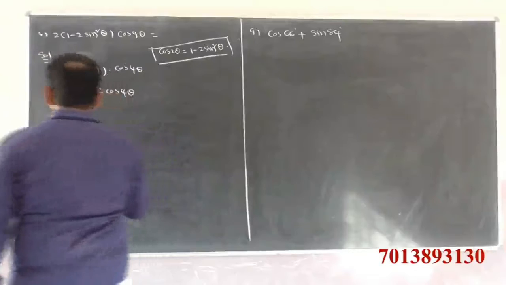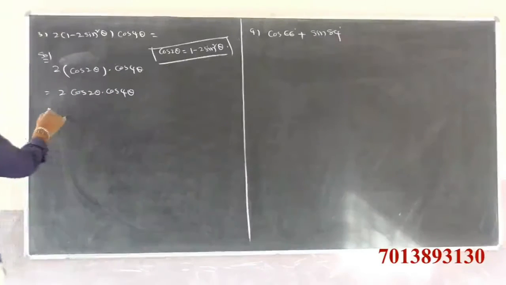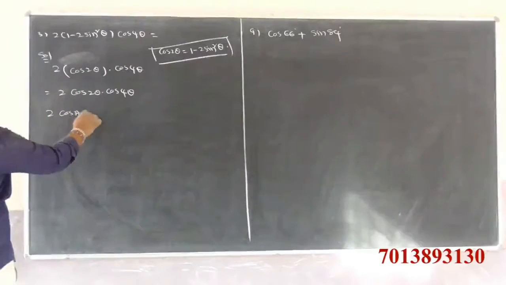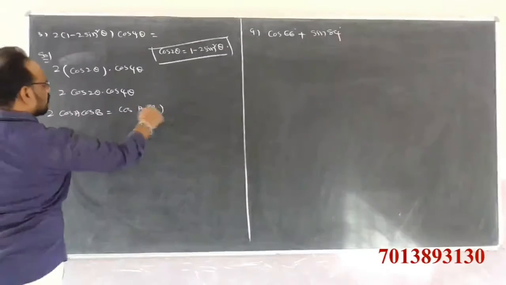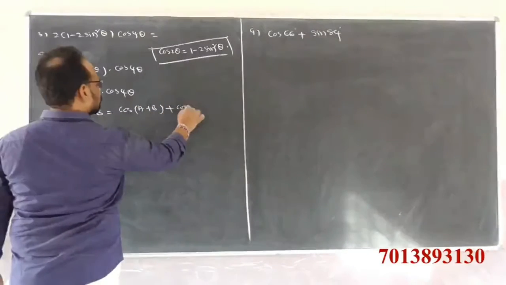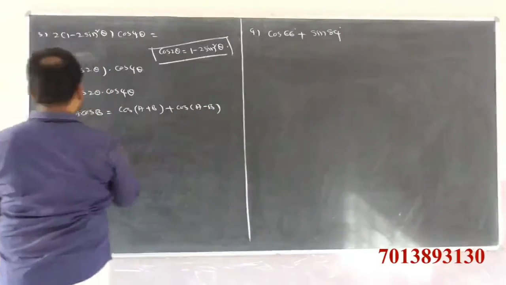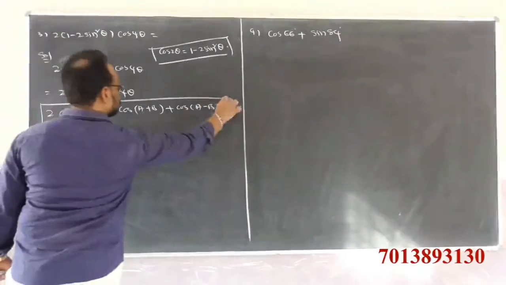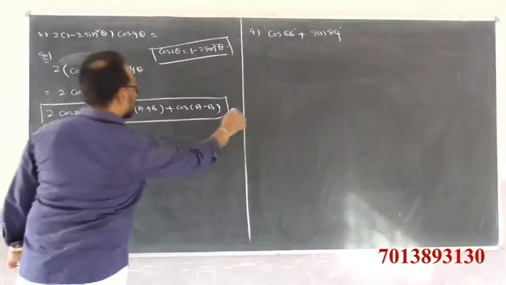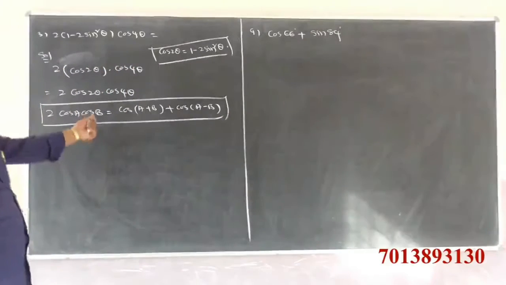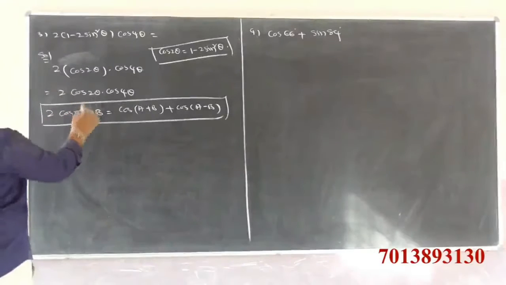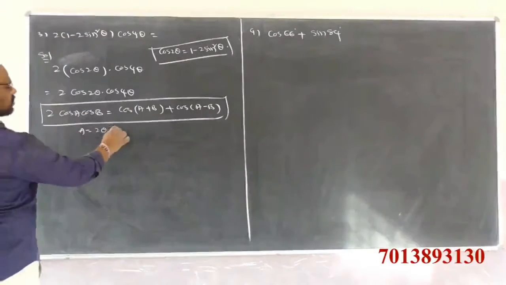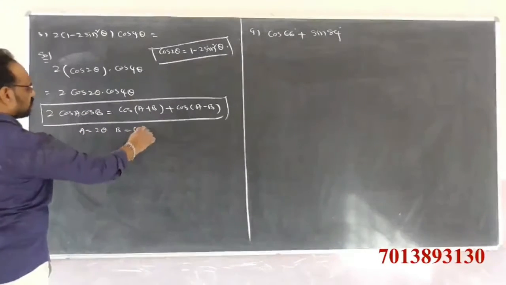So we already know that 2 cos A cos B is equal to cos sum plus cos difference. 2 cos A cos B is equal to how much? Cos sum plus cos difference. So here, A is equal to how much? 2 theta. B is equal to 4 theta.